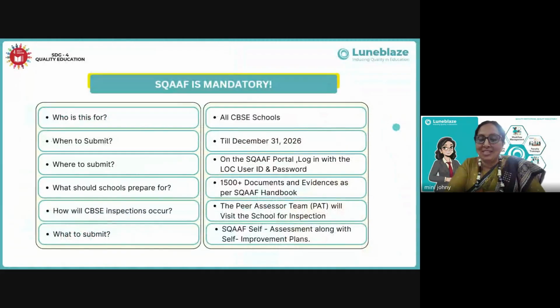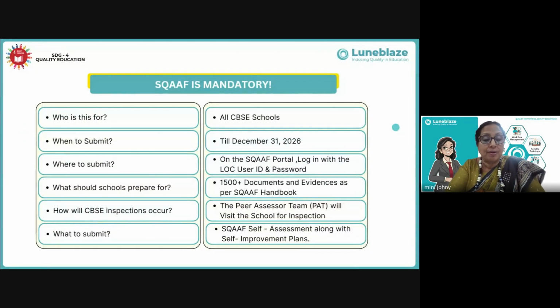SQAAF is mandatory. This is very important for us. It is very mandatory. Who is this for? All CBSE schools. When to submit? Till 31st December 2026 is the last date.